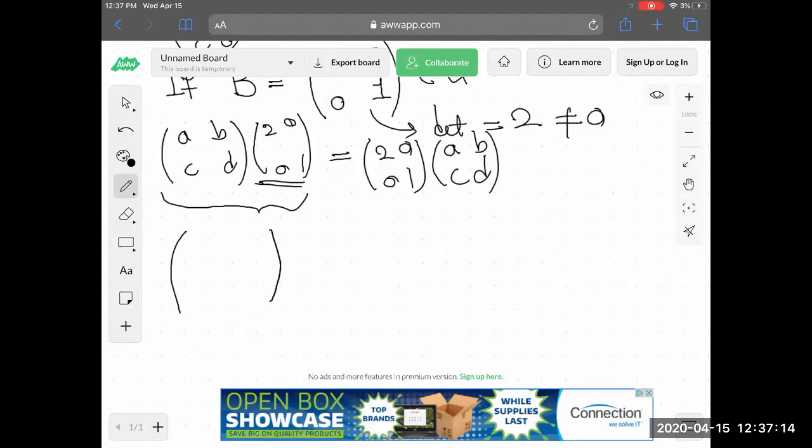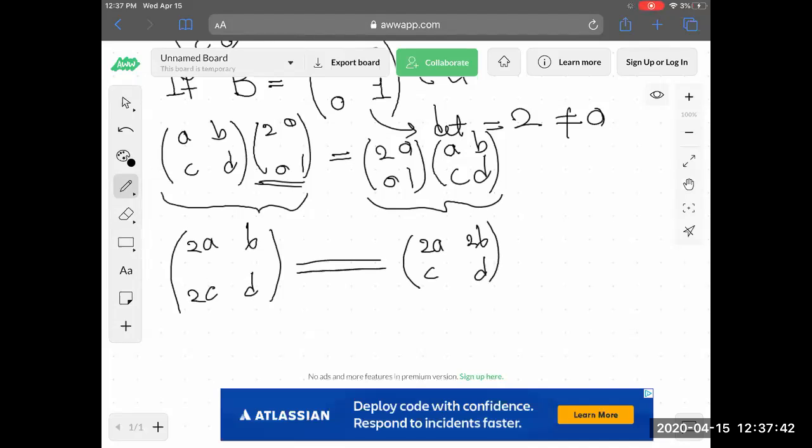So let's see. This multiplication would be 2A plus 0, B, 2C, and D. And this multiplication would be 2A, 2B, C, and D. And we want these two to be equal. What does it mean? Each entry here should be equal to the corresponding entry here. So 2A should be equal to 2A, that is trivial. B should be equal to 2B.